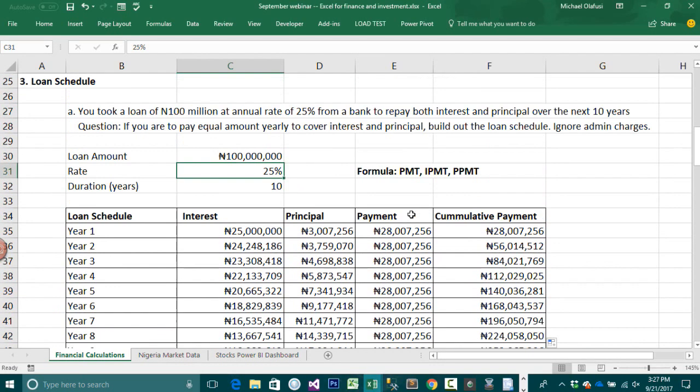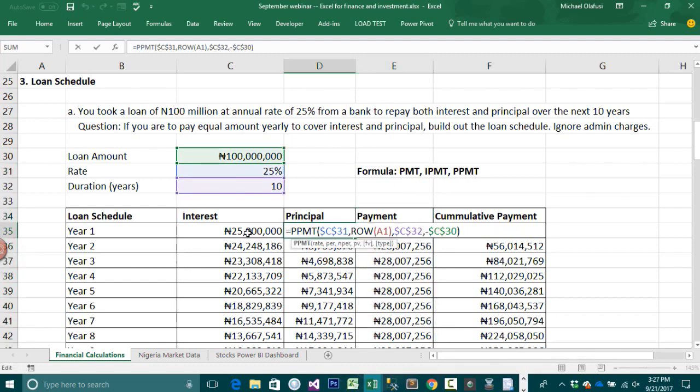Okay, so that is it for this example, and you see we use three formulas here: PMT to calculate payment, IPMT to calculate the interest portion, and then PPMT to calculate the principal portion. So any questions so far?